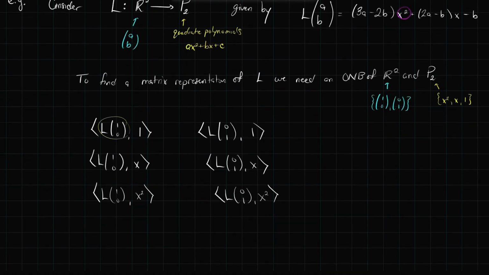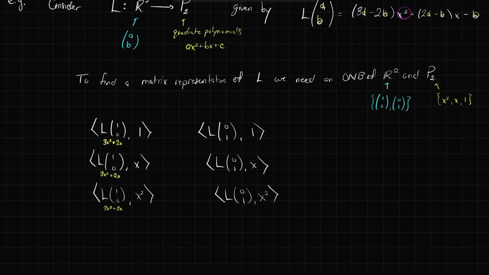What is the image L of (0, 1)? Well, that just, or (1, 0). That just means I'm putting a 1 in for a and a 0 in for b. So if I go through all of that work, it looks like I just have 3x squared plus 2x. So that means that's the same for all of these. 3x squared plus 2x and 3x squared plus 2x.